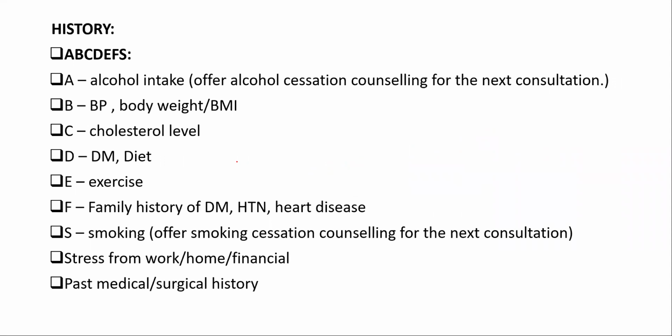In this case, for the CVS risk assessment, for the history we follow the mnemonic ABCDEFS. So what is ABCDEFS? A for alcohol intake, B for blood pressure and body weight, C for cholesterol, D for diet and diabetes, E for exercise, F for family history of heart disease, S for smoking, and another S for stress. Then just ask about any other past medical or surgical history. That's the main part of your history in this case.